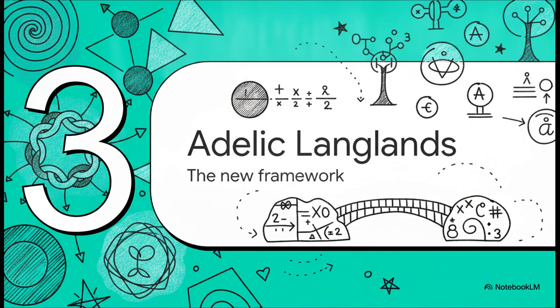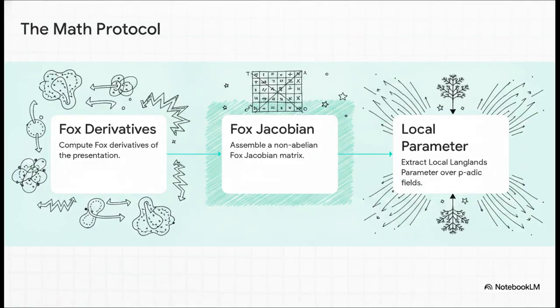Part 3. The Adelic Langlands framework. To prevent this catastrophic information loss, we're going to execute a very specific 3-stage mathematical protocol. First, we'll compute the Fox derivatives of the presentation. Second, we'll assemble those into a non-abelian Fox-Jacobian matrix.